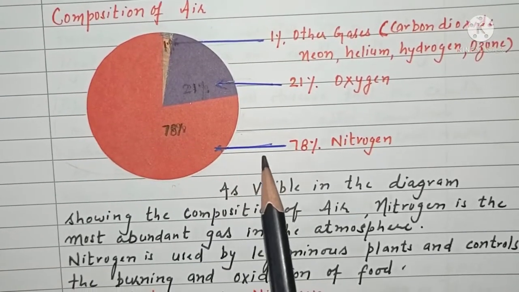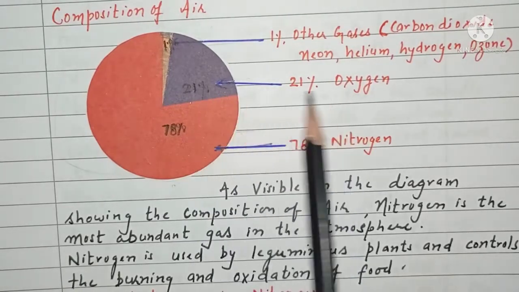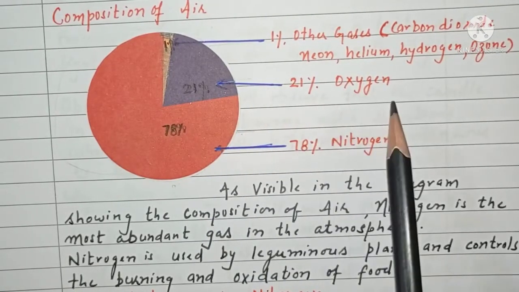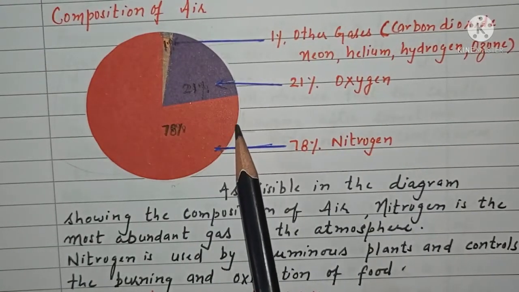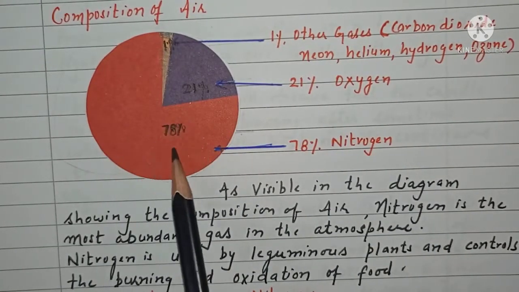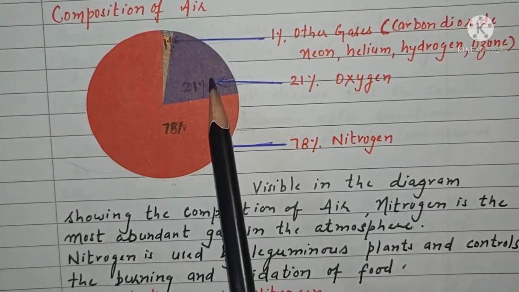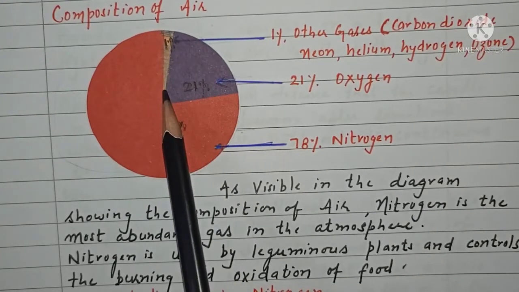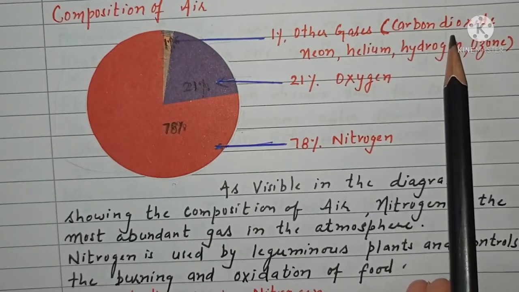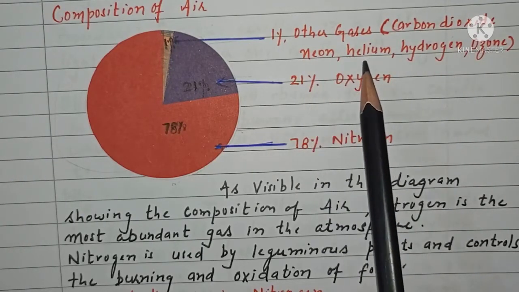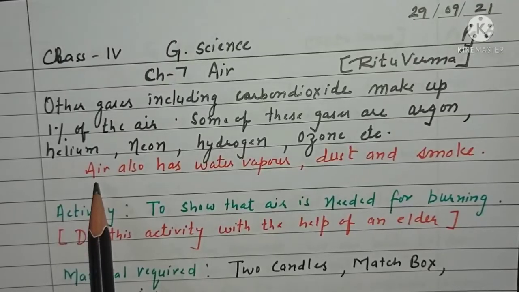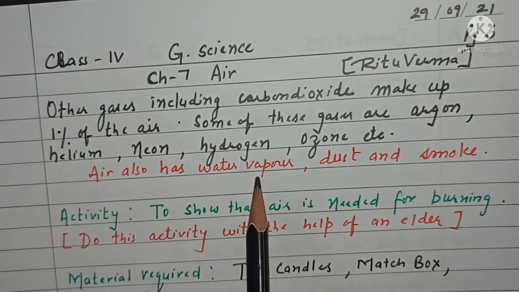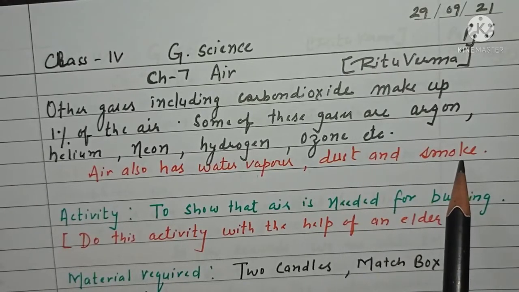Fine. And oxygen is 21%. This purplish part is the oxygen, which is 21% and which is needed by living things for respiration, and it is also needed for burning. And 1% we have the other gases, which includes the carbon dioxide, neon, helium, hydrogen and ozone. Air also has water vapor, dust and smoke.